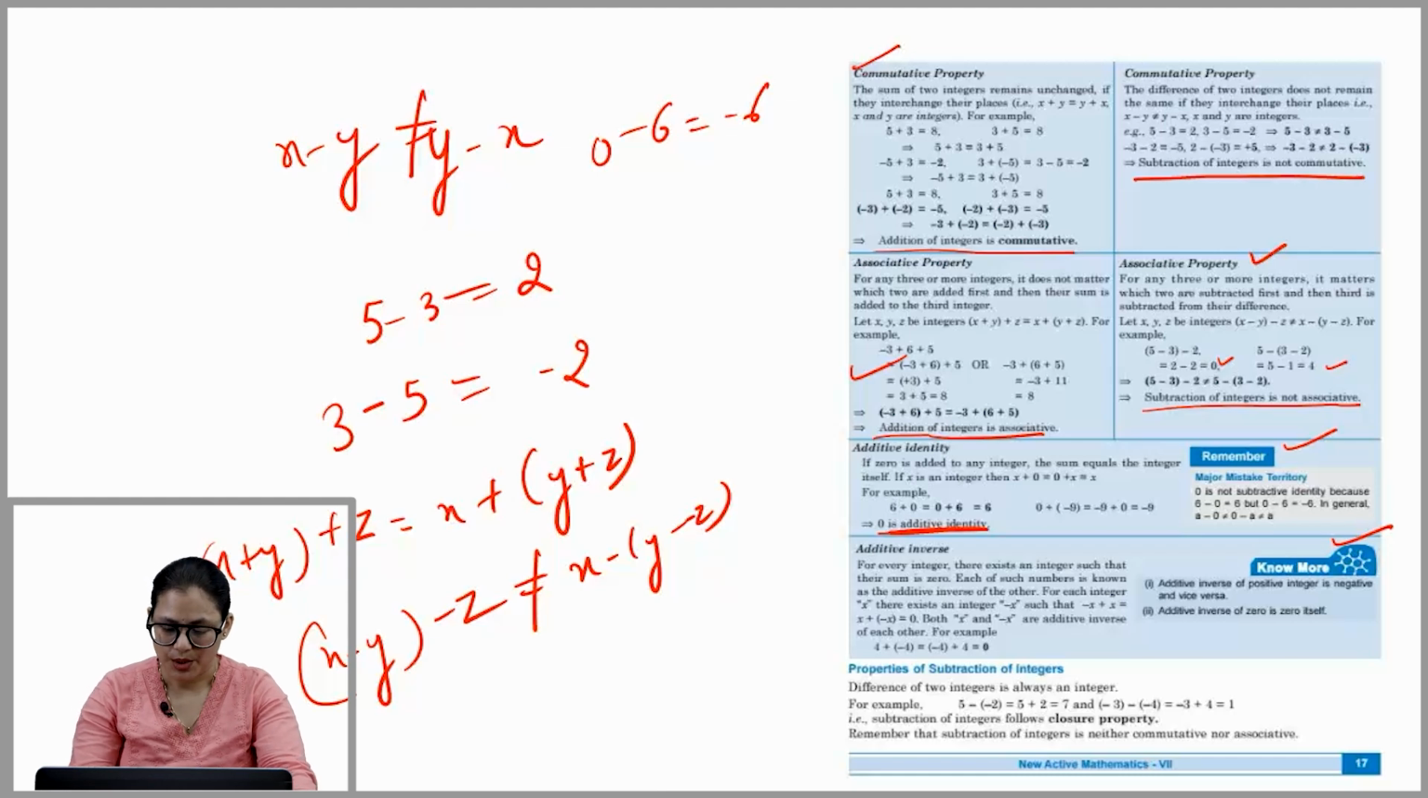Next, properties of subtraction of integers. The difference of 2 integers is always an integer. For example, 5 minus, in brackets, minus 2 is equal to 5 plus 2 is equal to 7, and minus 3 minus 4 is equal to minus 7. That is, subtraction of integers follows the closure property. Remember that subtraction of integers is neither commutative nor associative. Remember that.